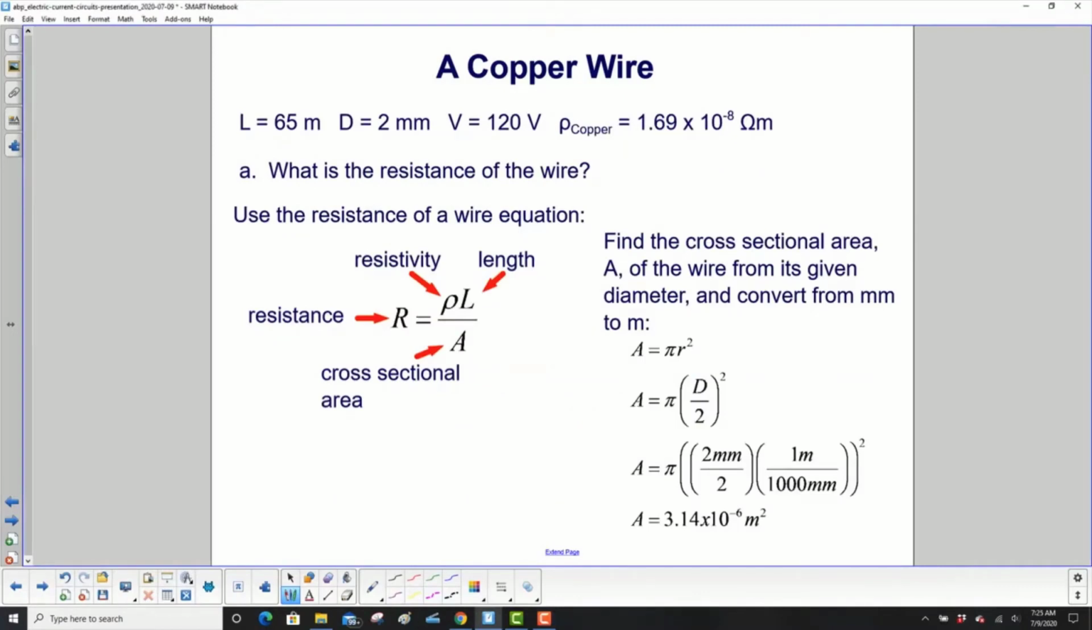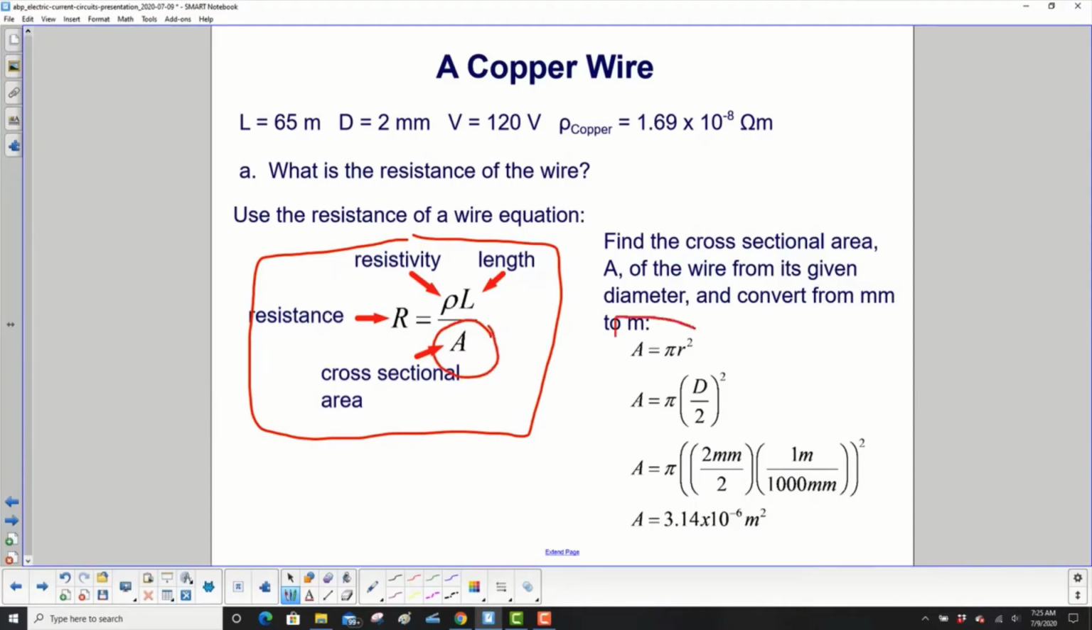What is the resistance of the wire? We have an equation to find that out. Resistance is equal to resistivity, which is a property of the material in the wire, the length of the wire, and then the cross-sectional area of the wire. First, let's find the cross-sectional area. You have a diameter, it's a circle, so the cross-sectional area is pi r squared. We're not given the radius, we're given the diameter, so we have to cut that in half. So we now have pi times the diameter divided by 2 to give the radius.